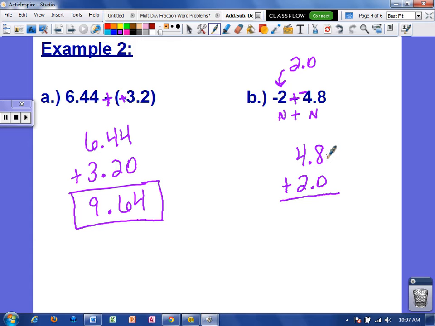So now I just add. 8 plus 0 is 8. Bring down the decimal, and 4 plus 2 is 6. Now again, I'm adding negatives, so I would have a negative answer. So this is negative 6.8.